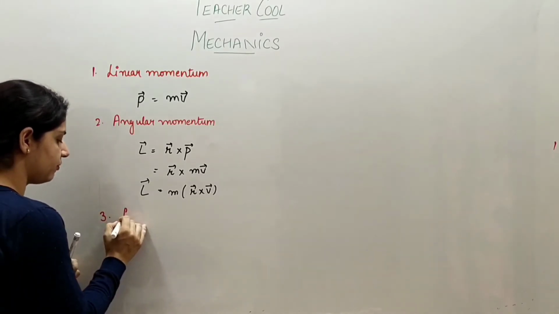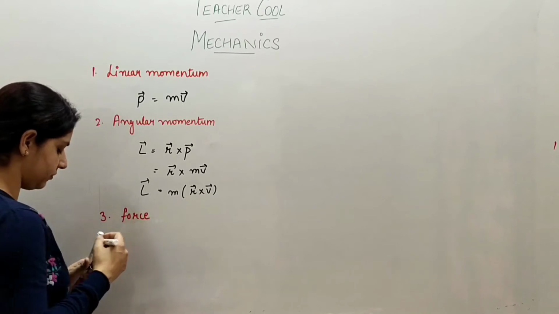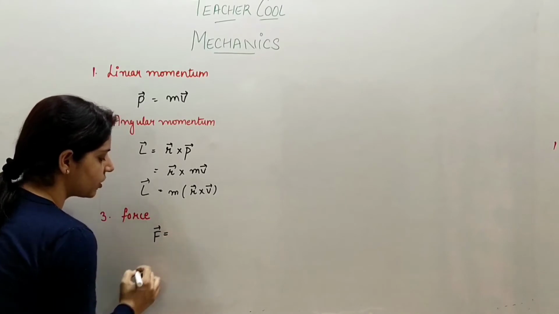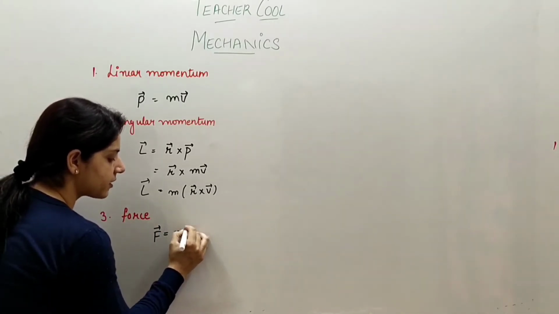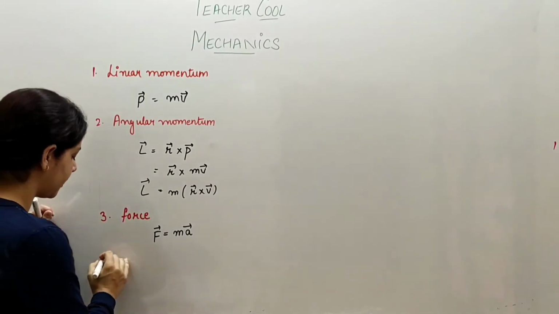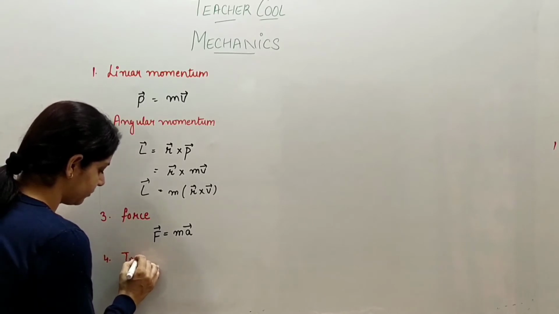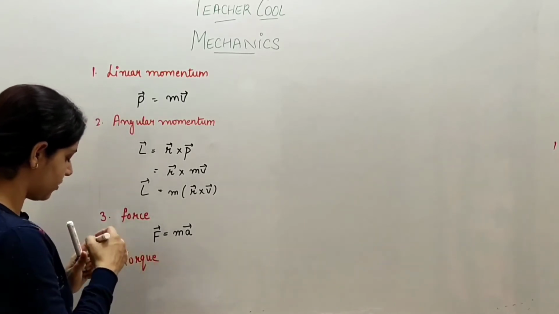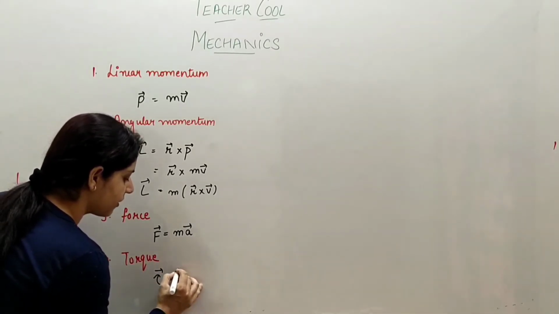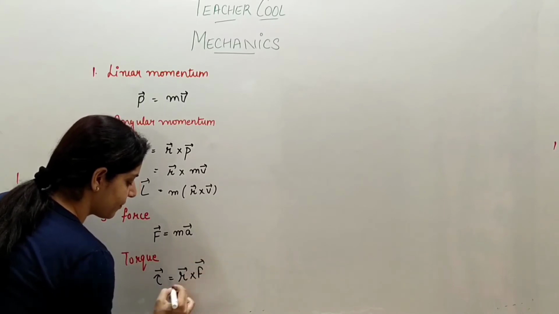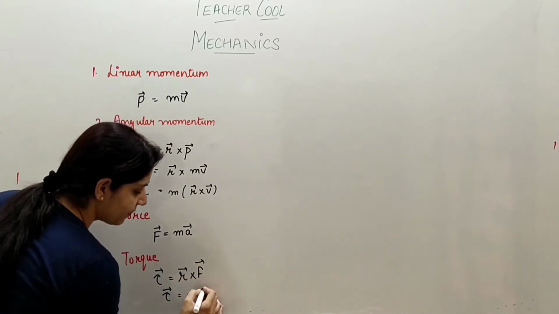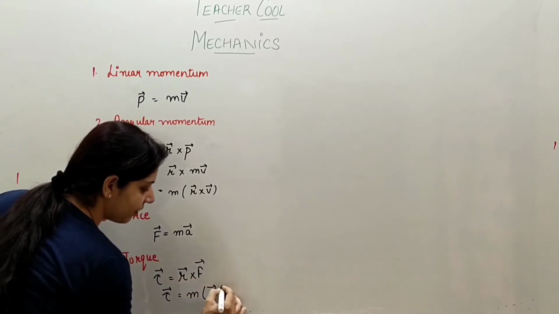Next is force. Now force is F vector, which is mass into acceleration vector. We derived it in the previous one. Similarly, if I ask what is torque vector, so torque will be tau vector is equal to R vector cross F vector, and I can say tau vector is equal to M. I'll put M into A here, so I'll get R vector cross A vector.